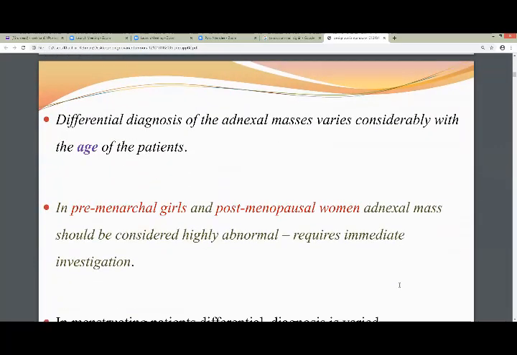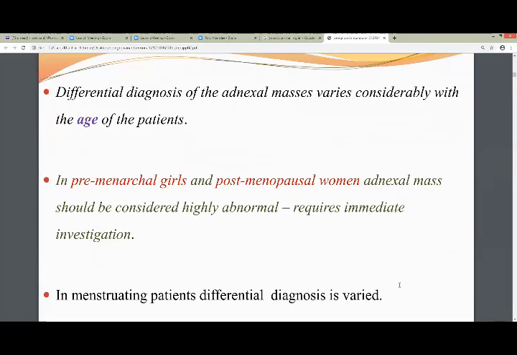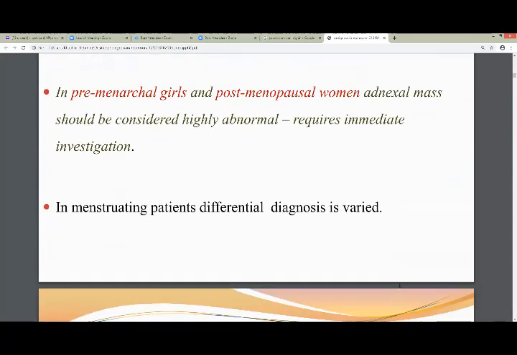So, what is the differential diagnosis of the adnexal mass? It varies considerably with the age of the patient as well. So, while considering a differential diagnosis, the age of the patient should also be kept in mind. In premenarcheal girls and postmenopausal women, adnexal masses should be considered highly abnormal. This is very important because in a premenarcheal girl, we expect the size of the ovary to be very small. Why should we be feeling a mass, or why should it be increased in size, either on ultrasound or on clinical features? Similarly, in postmenopausal women the ovaries are now becoming atretic. So why is the size increasing? Then it carries a suspicion for us. In menstruating patients, the differential diagnosis also varies.